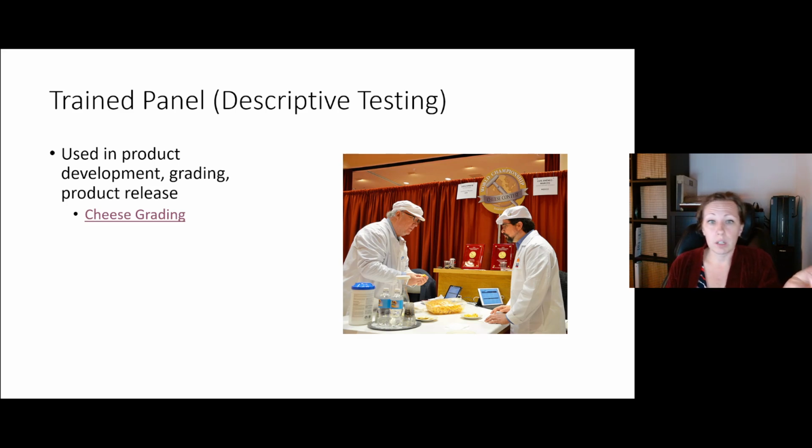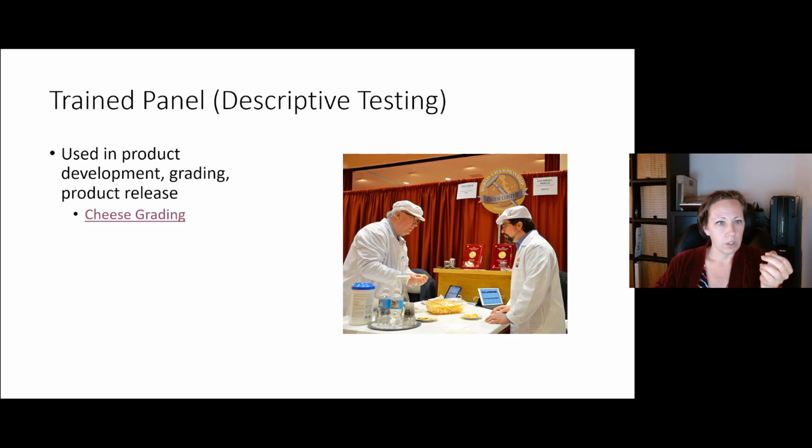Okay, well, it's used in product development. So if we are trying to duplicate a product and we have nothing but the ingredient statement, which often has a generic "spices" in it, right? And you have no idea what the spices are, these people can pick these spices out. They're trained to be able to say, oh, there is sage, nutmeg, and clove in here, right? And so it can help in product development. It can help with product grading.